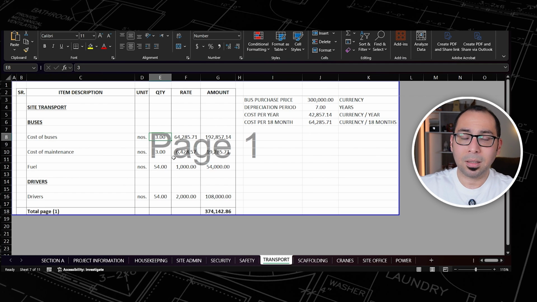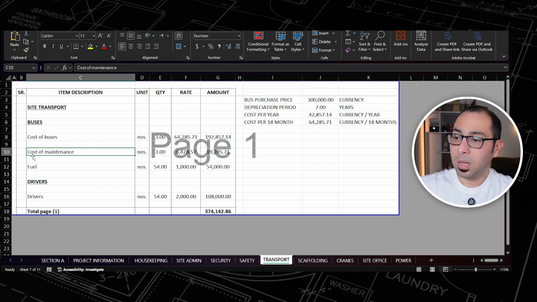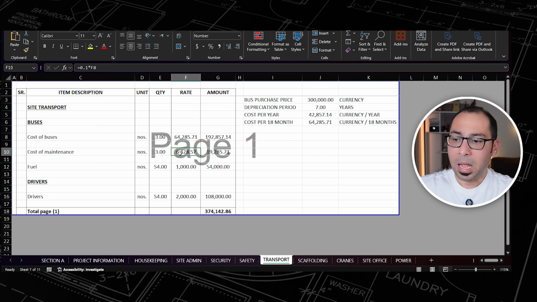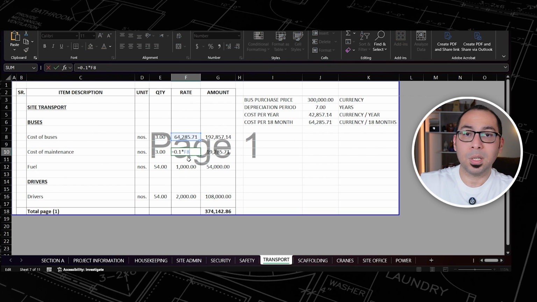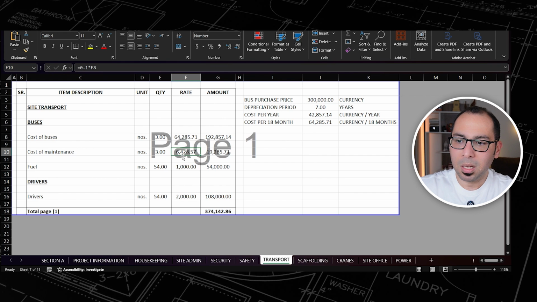So I'm assuming here that I need 3 buses for this project. So here number of buses is 3 multiplied by the cost per project duration, 64,000, and I am getting here 192,000. Then cost of maintenance of these buses, again the quantity is 3, and I am just taking 10% of this cost as expected maintenance cost just to allow something for the maintenance.